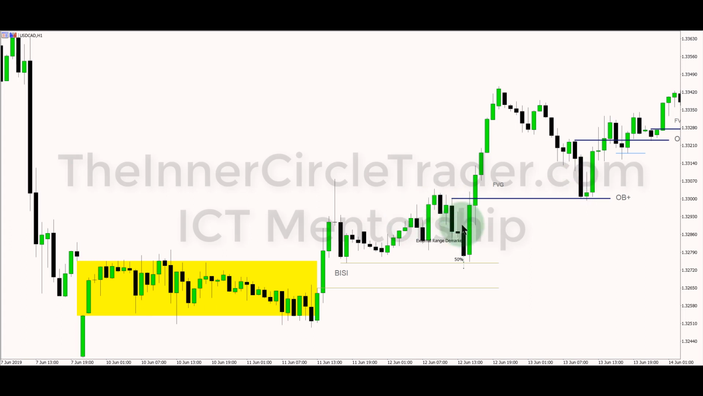Bullish order block. Three down closed candles. We have displacement. Bullish order block. Fair value gap. Overlap. Price can be bought here on the 13th.